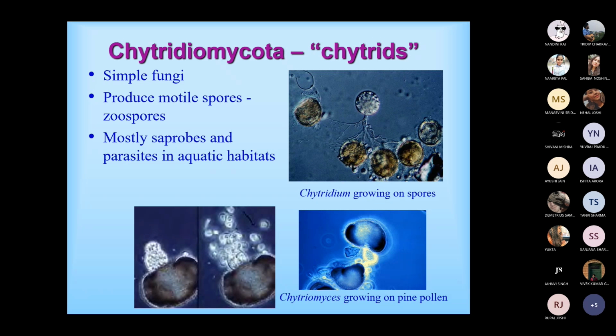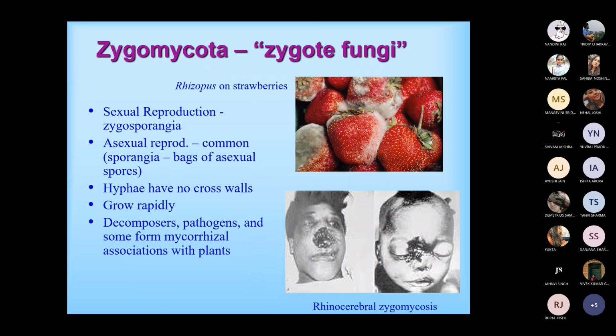So Chytridiomycota are the simplest fungi. They produce motile spores, which are called zoospores, and they mostly are saprophytes and parasites in aquatic habitats. Then we have Zygomycota or zygote fungi. They reproduce sexually by zygosporangia, and asexually they produce certain kinds of asexual spores. They have hyphae with no cross walls. They grow very rapidly. Again, they are decomposers, pathogens, and some form mycorrhizal associations with plants.